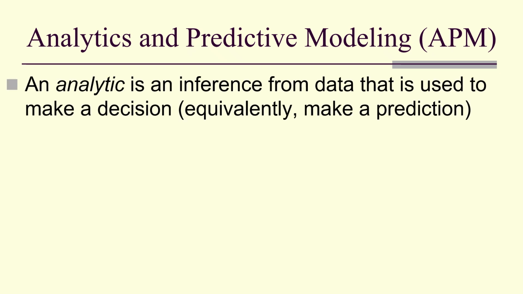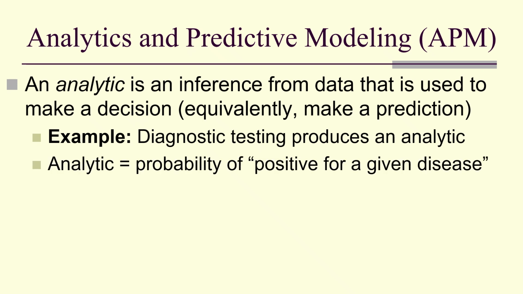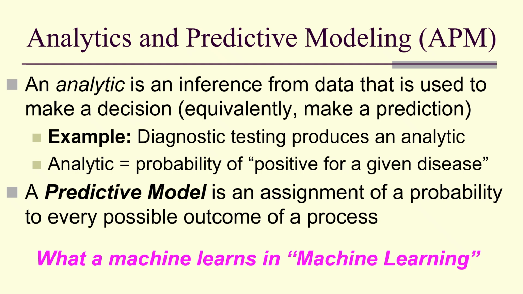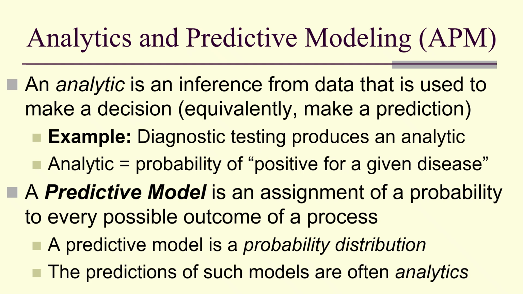So analytics and predictive modeling, well, first off, an analytic is an inference from data that's used to make a decision or a prediction. For example, diagnostic testing produces an analytic. The analytic is the probability of positive for a given disease. A predictive model is an assignment of a probability to every possible outcome of a process. It's what a machine learns in the field of machine learning. A predictive model is a probability distribution, and the predictions of such models are often the analytics we're interested in.